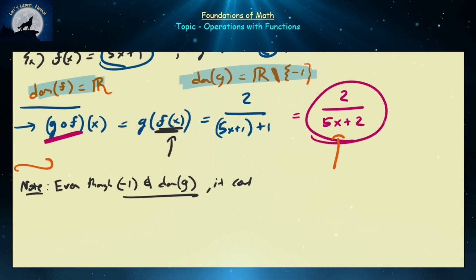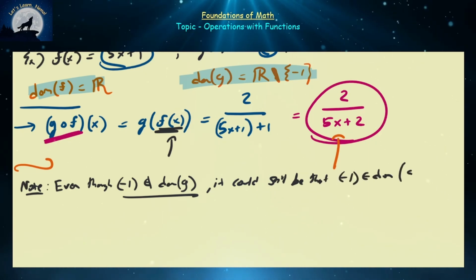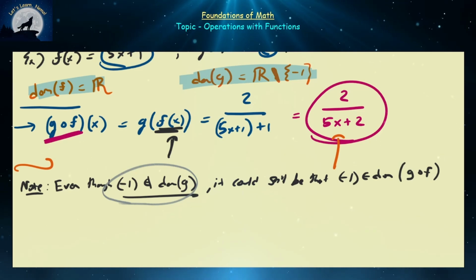It could still be that -1 is in the domain of g composed with f, right? Because as long as x is in the domain of f and f of x is in the domain of g, then everything is okay. And similarly, one can say if -1 does not belong to the domain of f, then it's possible that -1 belongs to the domain of f composed with g, so the reverse way around, right?